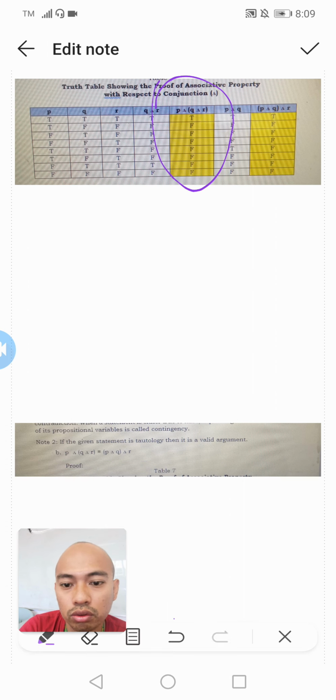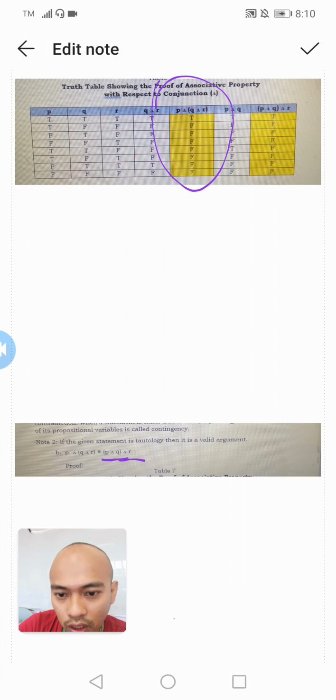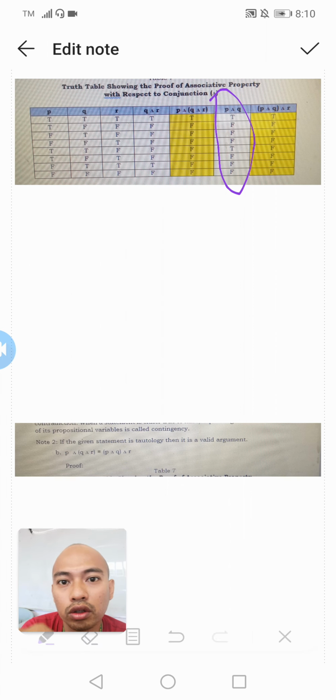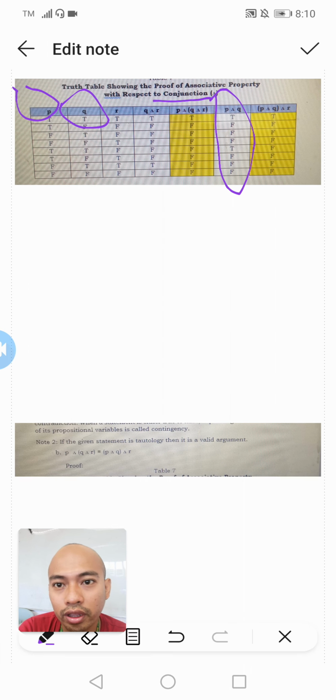Let's proceed now to the right side, which is given by the quantity P and Q and R. Okay, so as you observe, we enclose P and Q by a parenthesis. So we need to work first on that portion. So we need to work first P and Q. So how did we get these truth values? We refer to the truth value of your P and we refer to the truth value of your Q with respect to your conjunction connective.